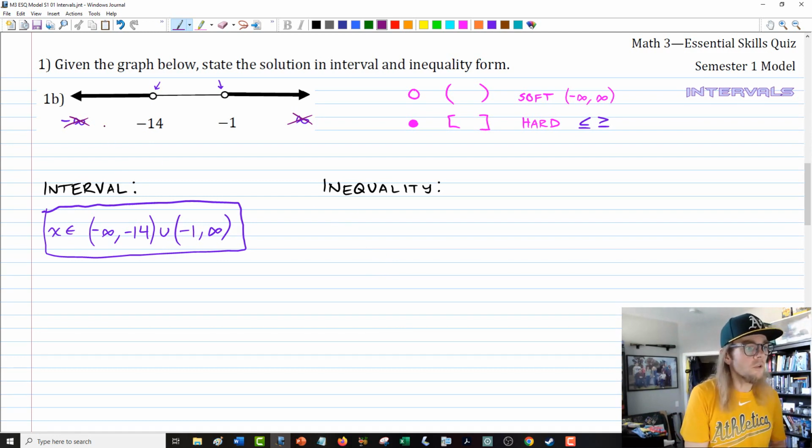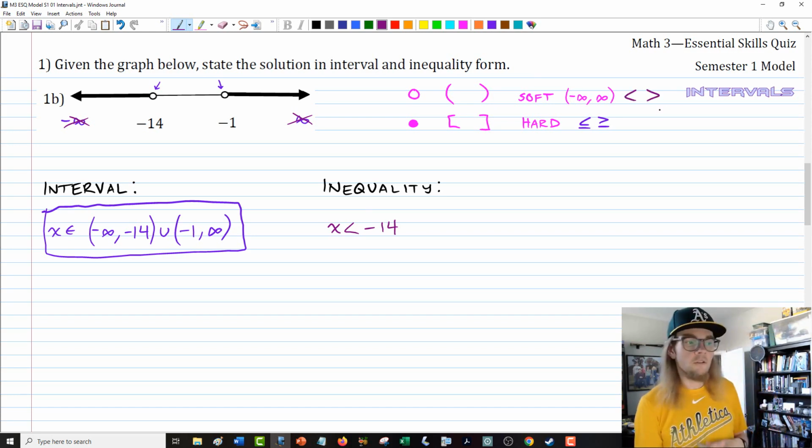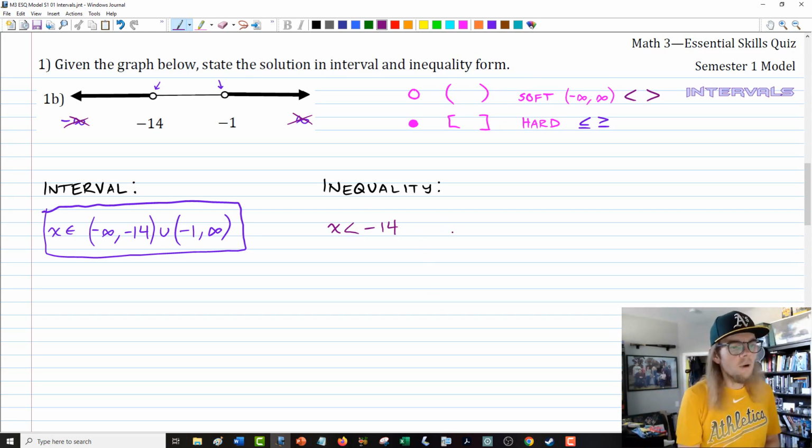So basically, for the first inequality, we want numbers that are smaller than negative 14. Like negative 16, negative 42, negative 10 trillion. All those numbers are smaller than negative 14. So we're going to say x is less than negative 14. And I am going to leave it less than because, of course, soft brackets do not include the number. So we'll get rid of that little line underneath it. Likewise, for the other one, we need numbers that are larger than negative 1. So we'll do x is greater than negative 1.